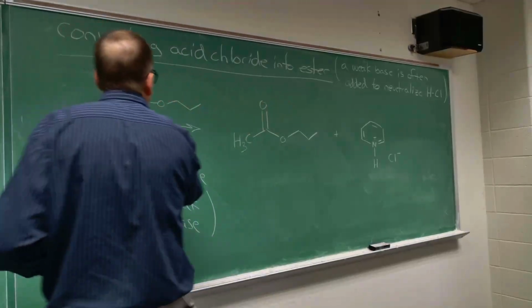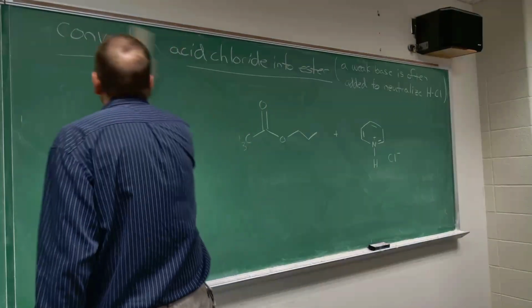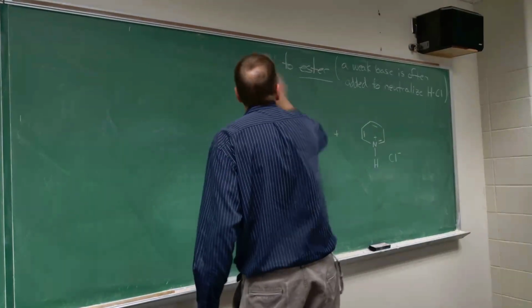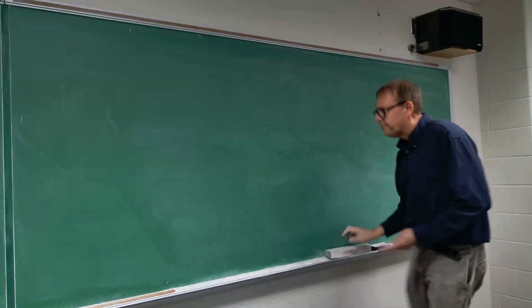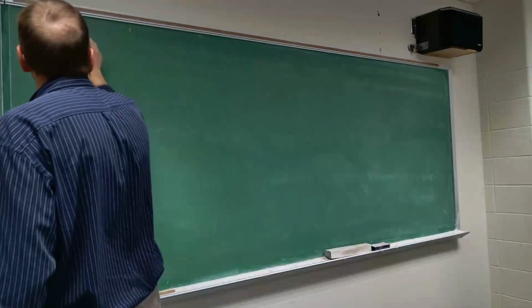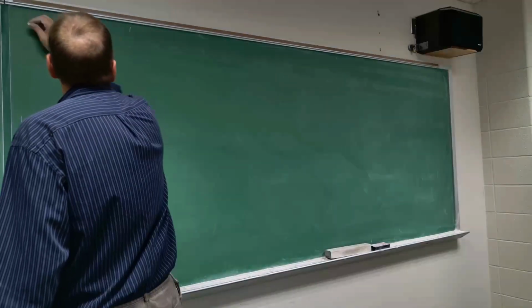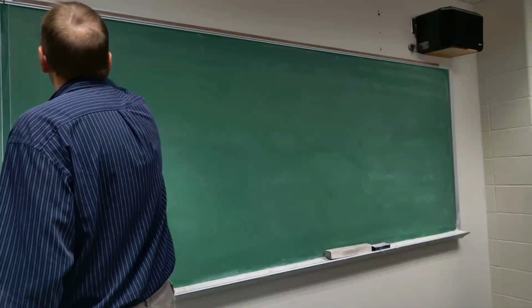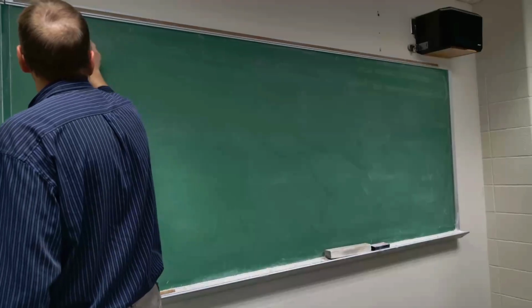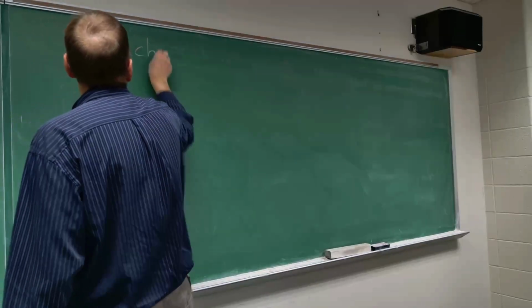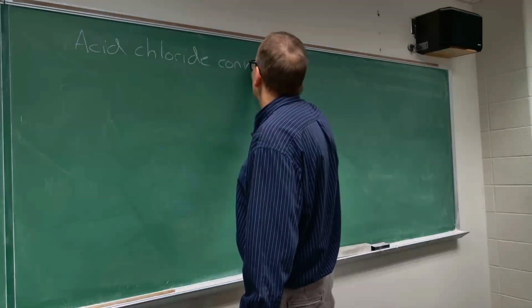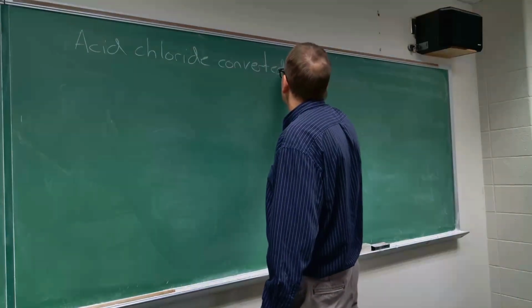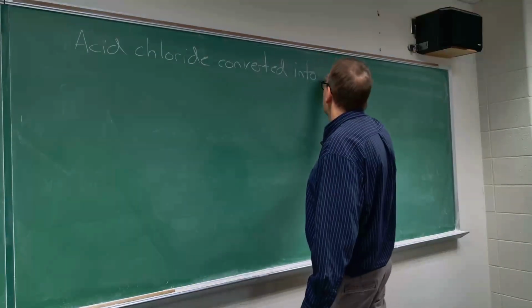All right, let's talk about, then I'll just set up the next topic. We're probably not going to get through it, but I'll tell you about amide synthesis from acid chlorides. That's one of the last ones we're going to talk about. So the way I've been describing this is acid chloride converted into amide.